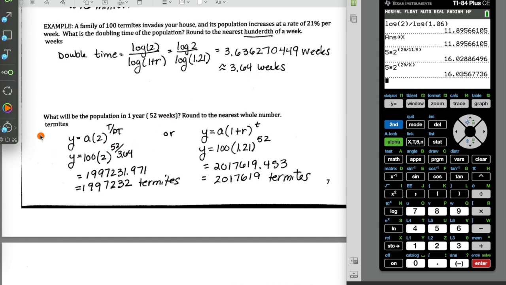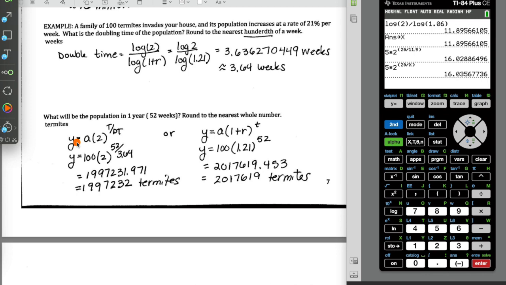Now, the second part says, what will be the population in 1 year, which is 52 weeks. Remember, we got to keep the time unit the same. And we're going to round our answer to the nearest whole number. Well, we have our two formulas, here and here. Here's our doubling time exponential formula.